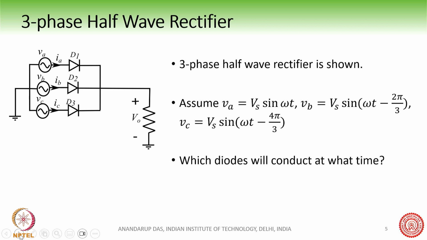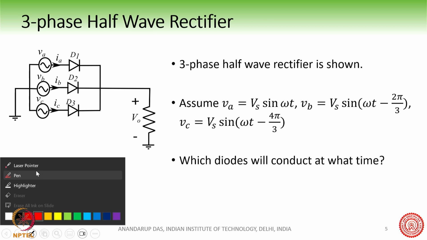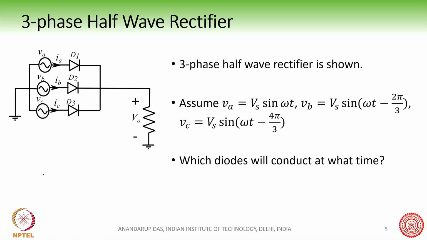If we try to analyze the operation of the converter, we can analyze with the help of a three-phase half wave rectifier, where I have shown this half wave. The half wave is nothing but a combination of the AC source and a rectifier diode, right? So this arrangement is the half wave rectifier.